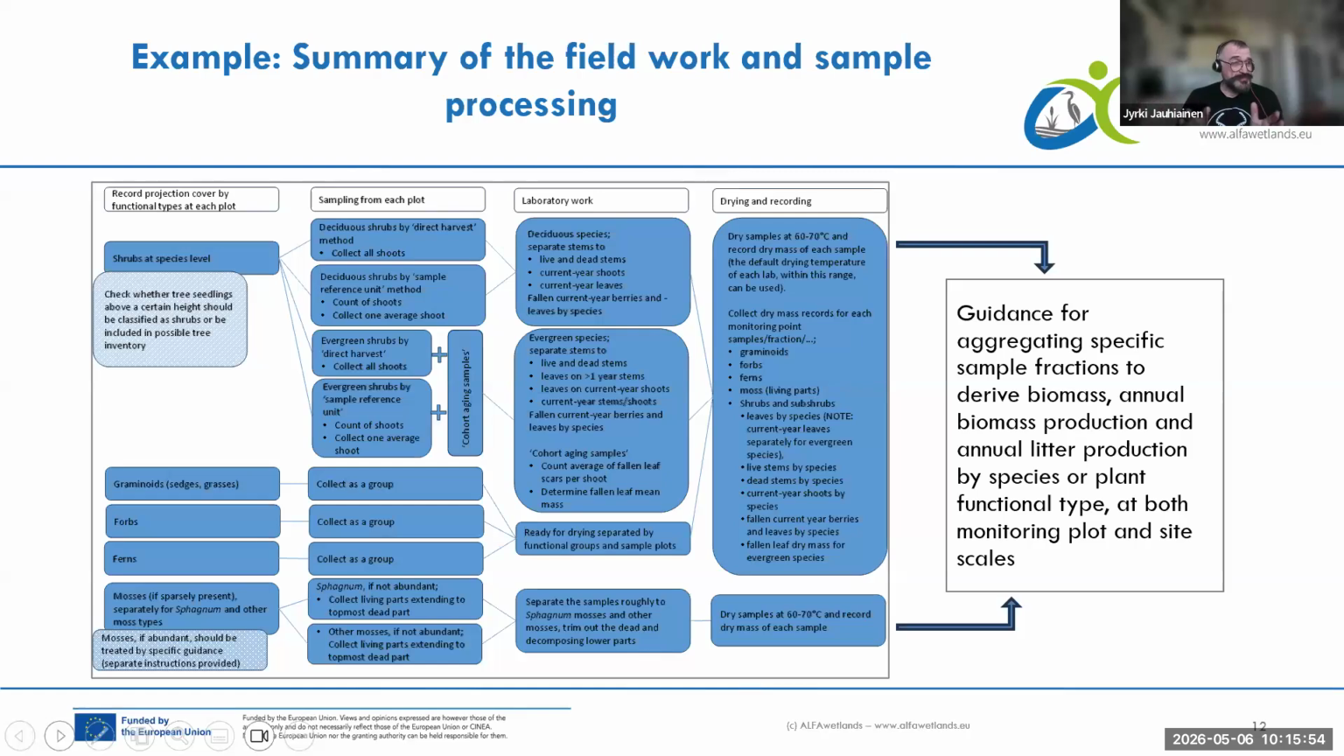For the shrubs, there are not that many shrub species, so we look at shrubs species-wise, divided into deciduous shrubs and evergreen shrubs, with methods for getting the biomass and biomass production in both conditions.